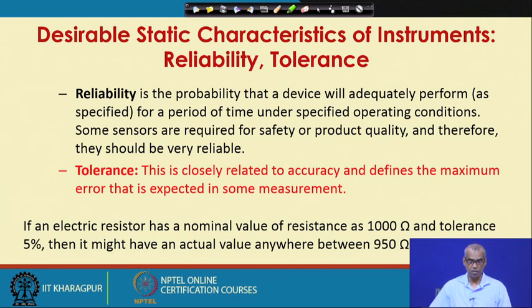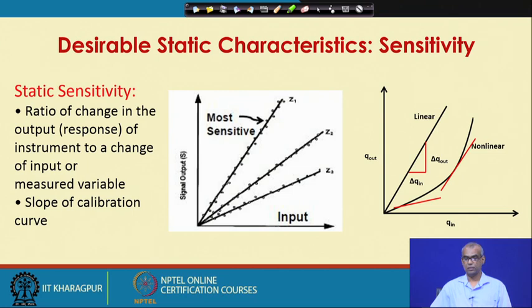If an electric resistor has a nominal value of resistance as 1000 ohm and tolerance 5%, then it might have an actual value anywhere between 950 ohm and 1050 ohm. Why? 5% of 1000 is 50. So, the actual value may be anywhere between 1000 ohm plus minus 50 ohm, which means it may be anywhere between 950 ohm and 1050 ohm.